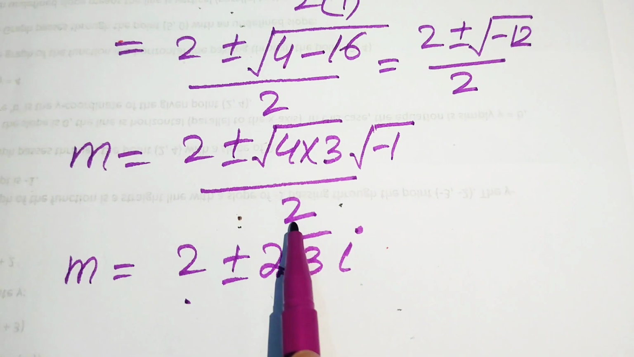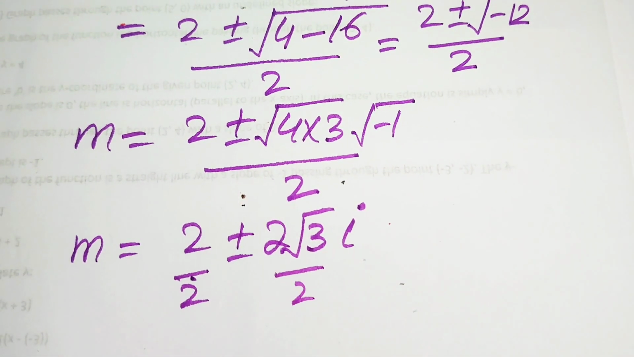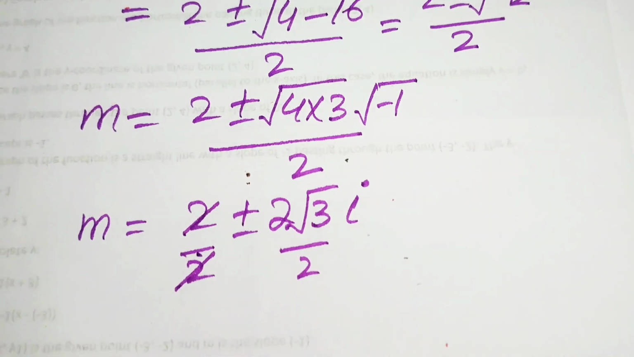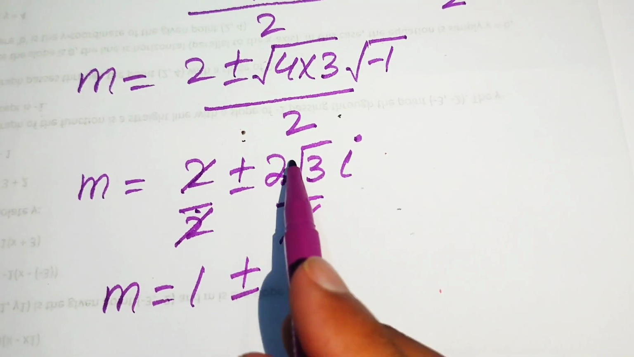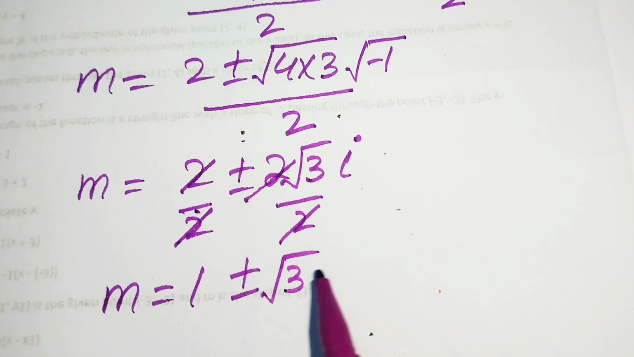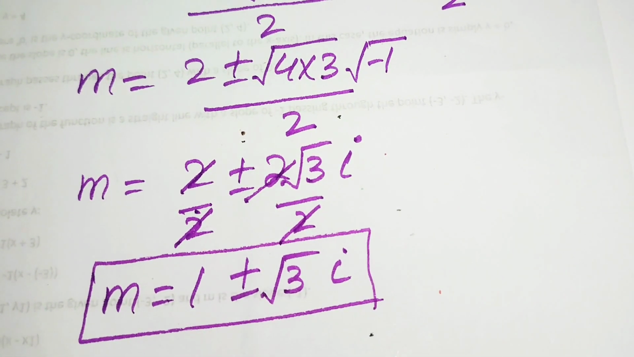And here we separate the fraction, and we write both of these terms. So here you see that this 2 is cancelled out by this 2, and we get here m equals to 1 plus minus, this is cancelled out by this one, and square root of 3 into iota. So these are the other two complex roots of the given equation.